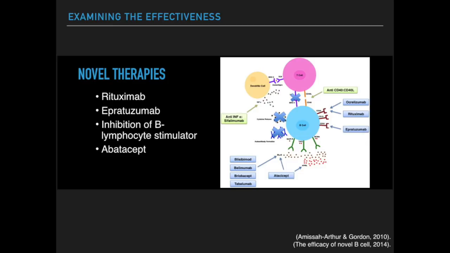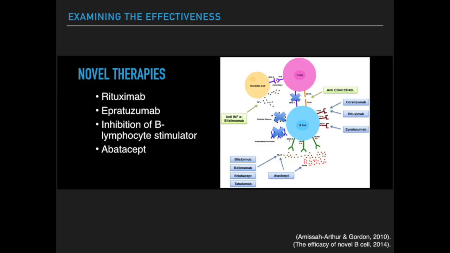These include rituximab, epratuzumab, inhibition of B lymphocyte stimulator, and abatacept. These monoclonal antibodies target several surface molecules on B cells that are developed to reduce the formation of autoantibodies. In a clinical study, rituximab made significant improvements in patients with at least one lupus manifestation. 91% of the patients showed therapeutic response to the treatments and its response to their B cells. Epratuzumab is an attractive treatment to SLE patients as it reduces the presence of hyperactive B cells by 30 to 45% without affecting T cells.